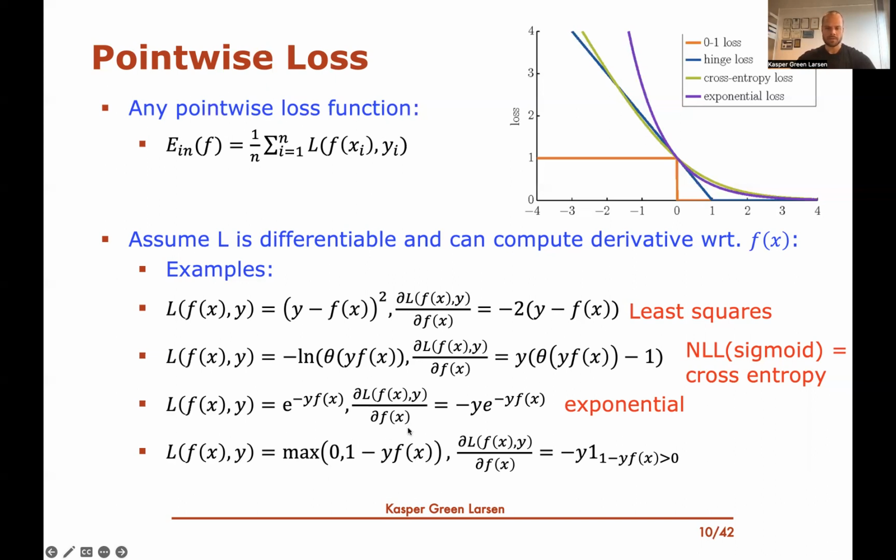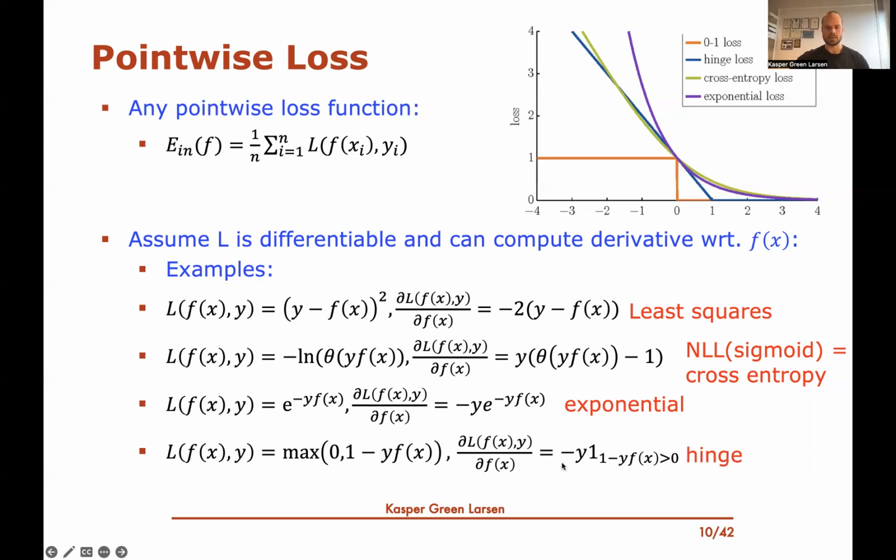And so I guess we saw in some previous videos what the derivative of the max function is. It's basically the indicator function that is 1 whenever the max is the second term here, and it's 0 whenever the first term is the max. And so this is the indicator function saying whether 1 minus y f of x is greater than 0. And then you have to multiply by the derivative of the inner function, by the chain rule. And the derivative of the inner function with respect to f of x is just minus y.